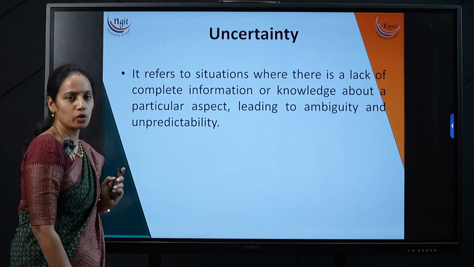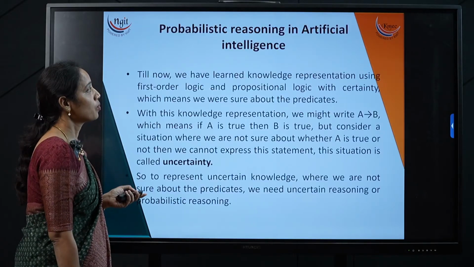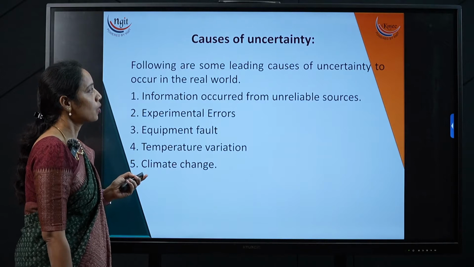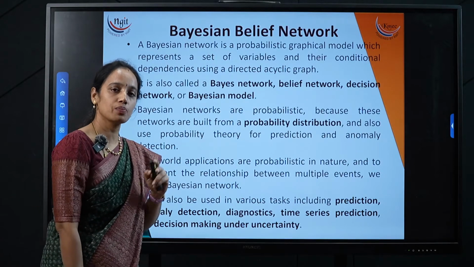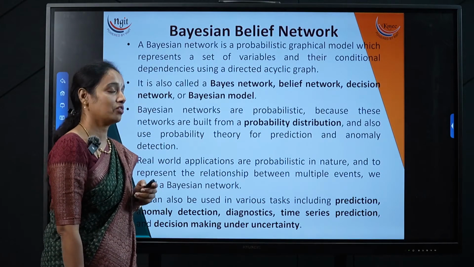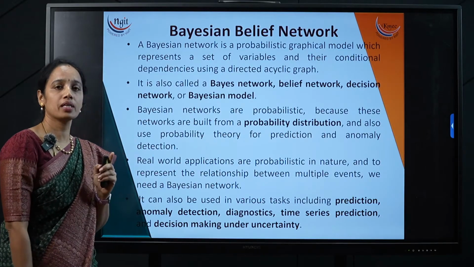And one of the ways to overcome this uncertainty is probabilistic reasoning. In this probabilistic reasoning we have two methods. One is Bayes theorem and the other one is a Bayesian belief network. In the last class I completed this Bayes theorem.